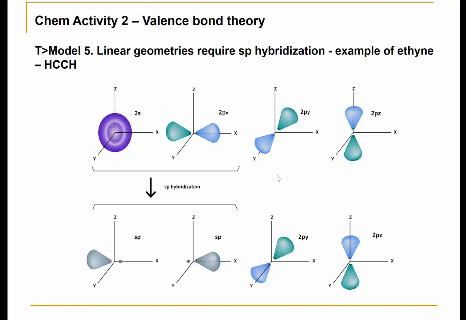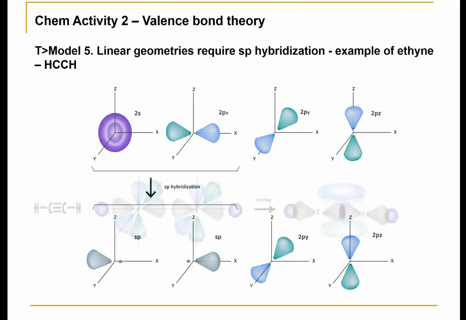Each one of these boundary surface diagrams of atomic orbitals contains one electron. To form two sigma bonds, we need two hybrid orbitals. So the s atomic orbital hybridizes with one of the p orbitals. In this case, I've chosen the 2px, and will form two sp hybrid orbitals. They will adopt an orientation such that the larger lobes are 180 degrees relative to one another. Perpendicular to the linear arrangement of these sp hybrid orbitals would be two unhybridized p orbitals. Of course, these unhybridized p orbitals can be involved in forming pi bonds.